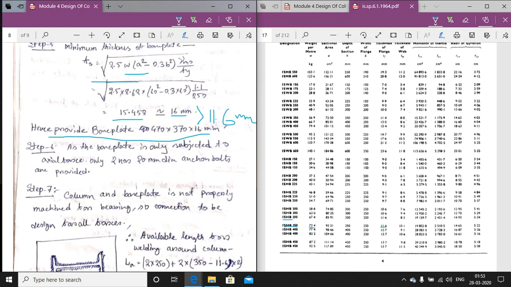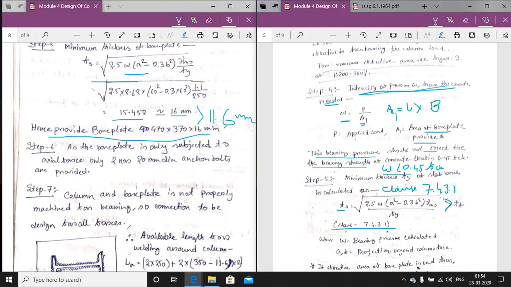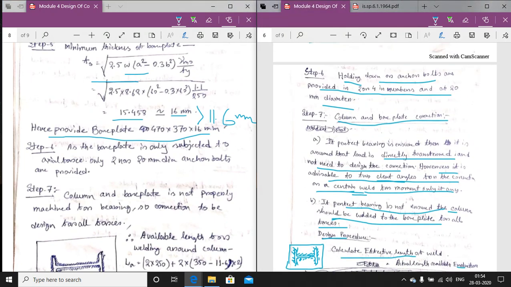This is the requirement. So we have completed the design of the base plate. Now coming to step 6. What is step 6? Holding down bolt or anchor bolt. Here, only axial force is acting. Generally, two numbers of 20 mm diameter bolts are provided. When the design is based on moment also, when the base plate is subjected to moment also, then we will provide 4 numbers of 20 mm bolts. Because here only axial load is acting, 2 numbers of 20 mm bolts will be sufficient. So 2 numbers of 20 mm diameter anchor bolts are provided.